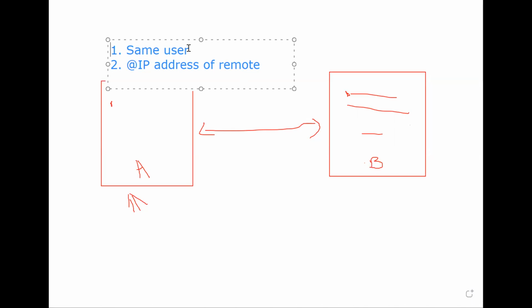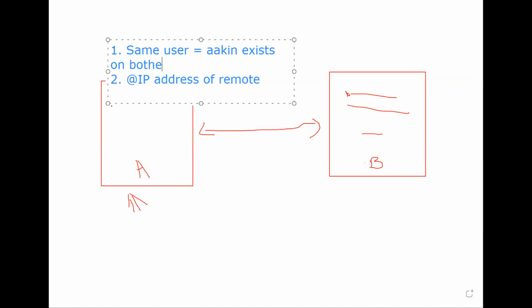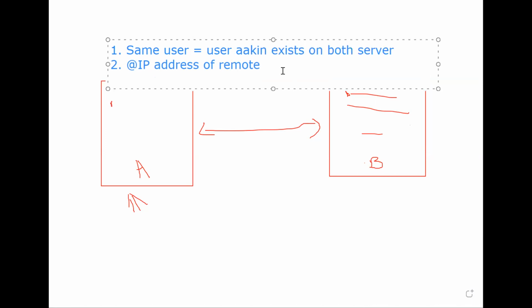Okay, let's answer those questions here. The same user will be Akin, who must exist on both servers. That's the same user. I do not get that. Can we use the diagram that you have right now?